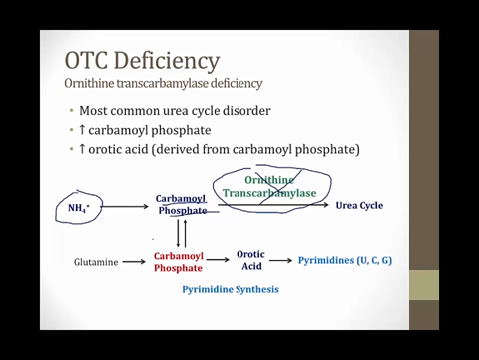Now, carbamoyl phosphate is also an intermediate in the pyrimidine synthesis pathway, and it is metabolized to orotic acid. Therefore, when you have an OTC deficiency, in addition to high levels of carbamoyl phosphate and high levels of ammonia, you will also see high levels of orotic acid.